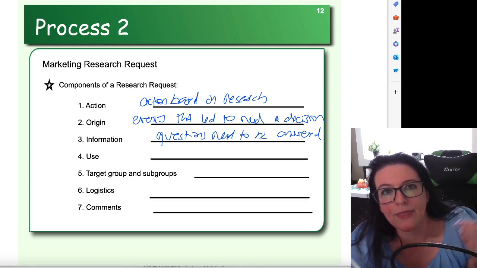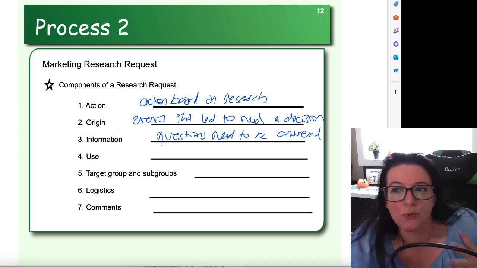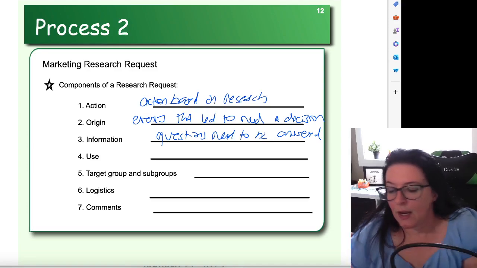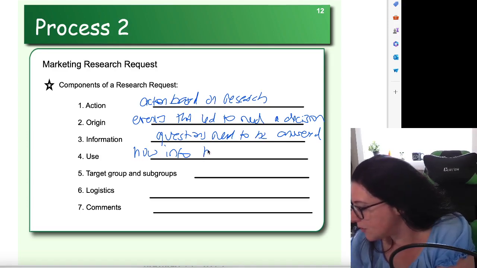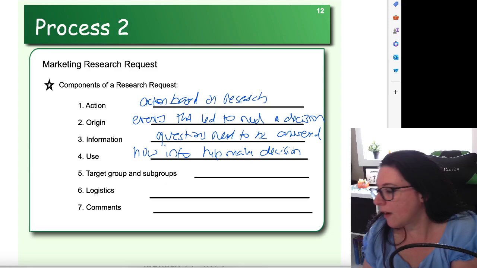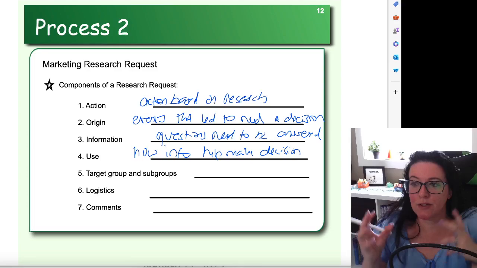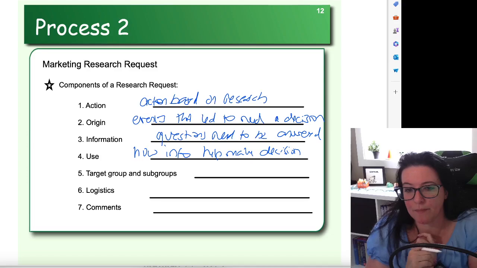So the type of method, the type of design, and how we're going to collect that sample is really going to be based on what questions need to be answered. And then we want to tie that back to how this info is going to help make a decision. So again, tying it back to the value added to the organization: why do they need this to be done?